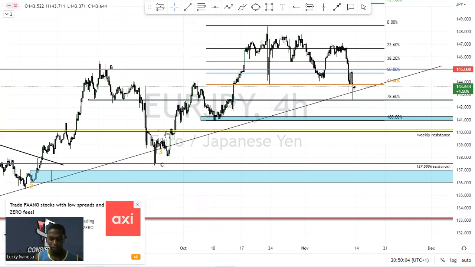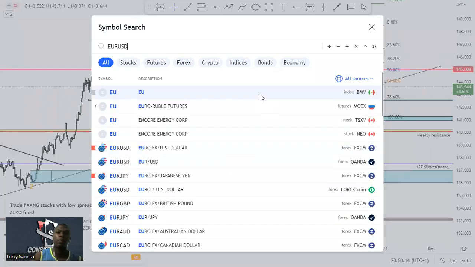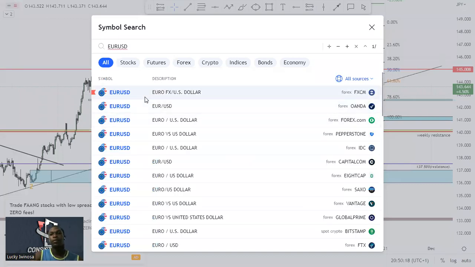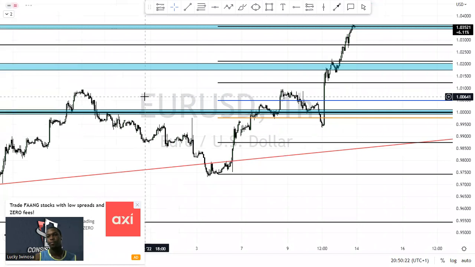Can you go to the Euro USD 1 hour chart? Okay, sir. So I just like to observe the charts, how everything goes, what's happening. All right, you have the Euro USD 1 hour chart right here.